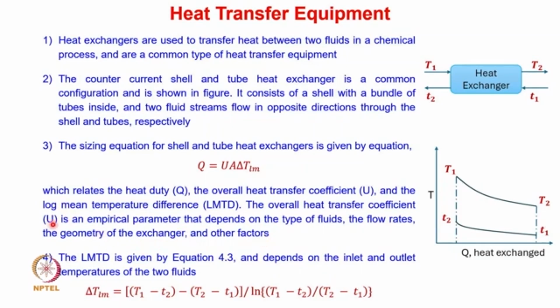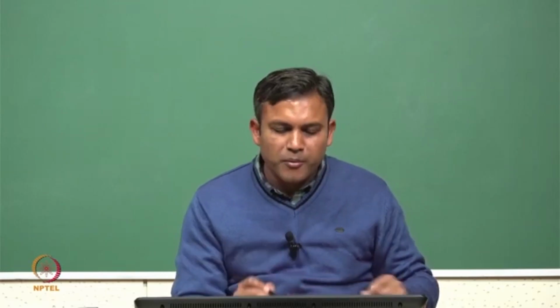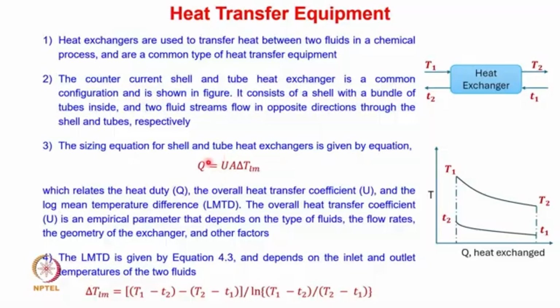In addition to this, we can calculate this U by using empirical correlations. So we can have the inside heat transfer coefficient and the outside heat transfer coefficient, and based on the geometry, we can calculate the overall heat transfer coefficient by using the correlations, and that we can use in this equation. Similarly, the log mean temperature difference is given by this equation.